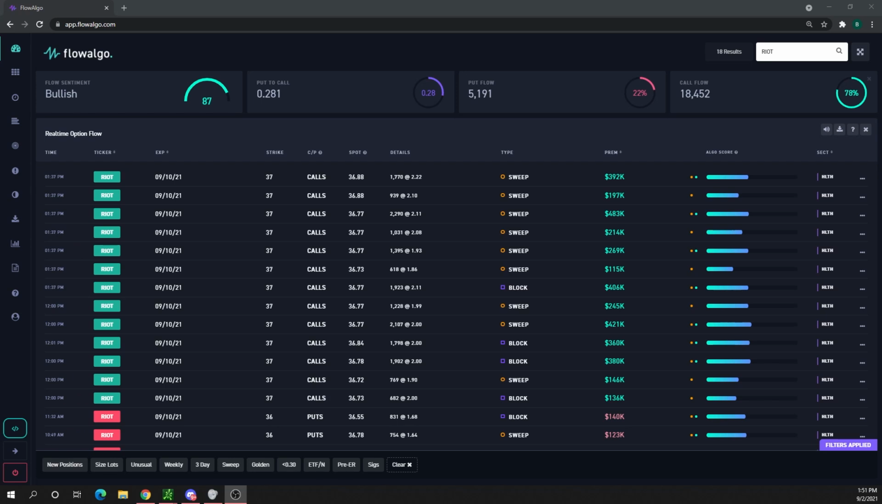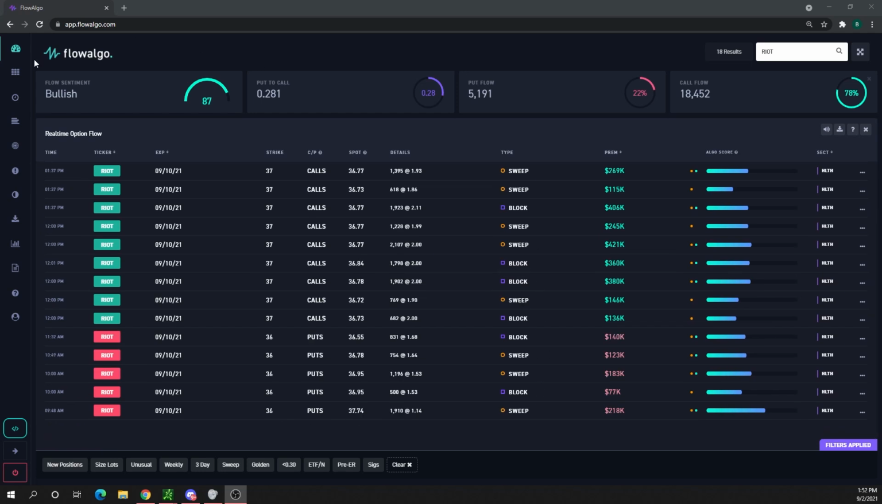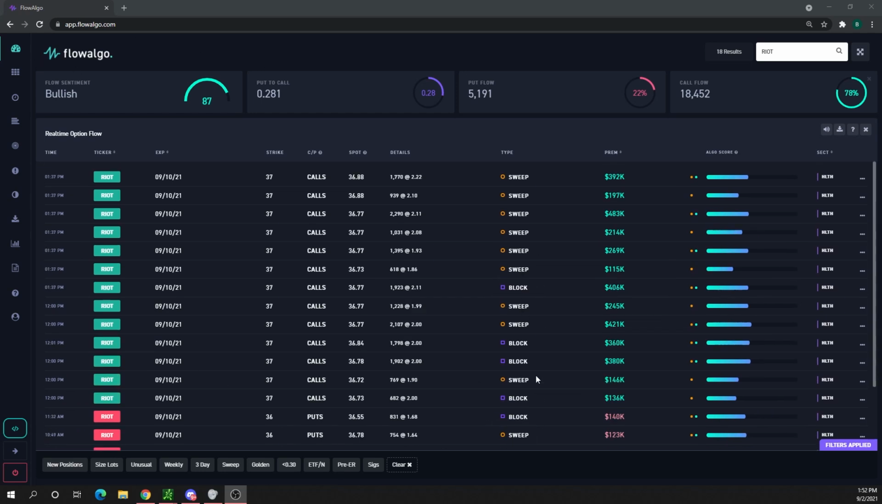Let's talk about how to use option sweeps for your trading. So real quick, what are option sweeps? If you guys do use a flow scanner, you can see that there are a few different types of options that can pop up. You have sweeps, you have blocks, and then you have splits, which is not currently on this list.